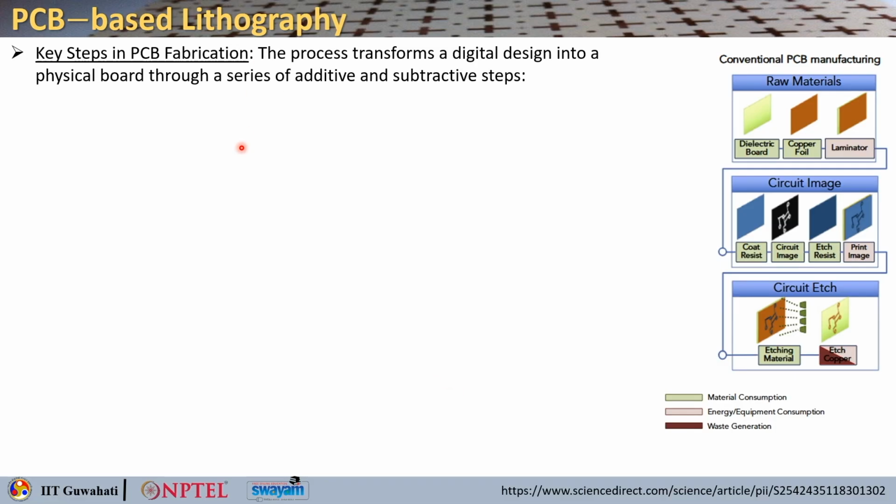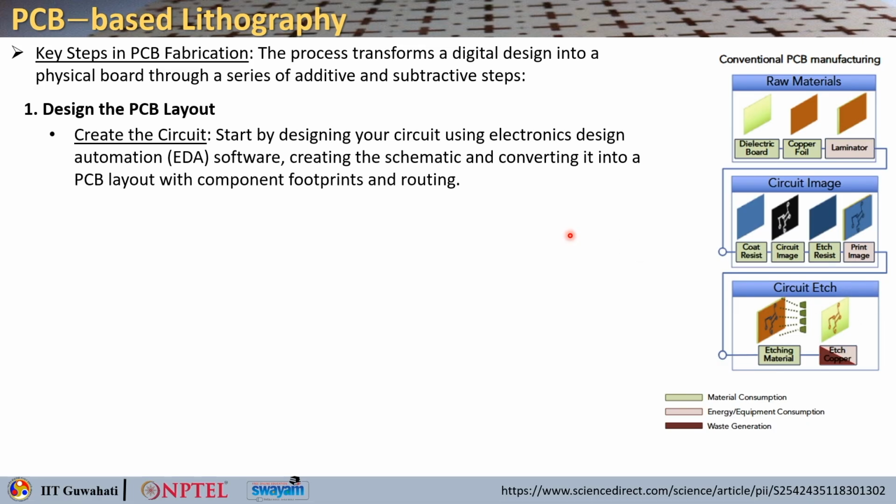The process basically transforms a digital design into a physical board through a series of additive and subtractive steps. So, you start with the dielectric board and a copper foil, and then you finally get a dielectric board on which a copper pattern is basically printed, right. So, what is the first step here? You have to go and design the PCB layout.